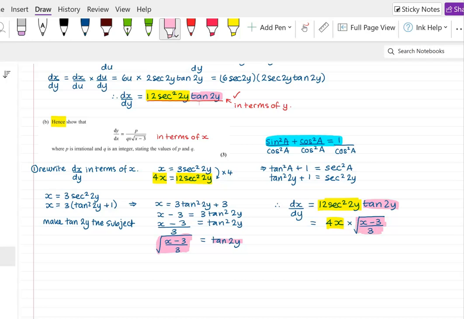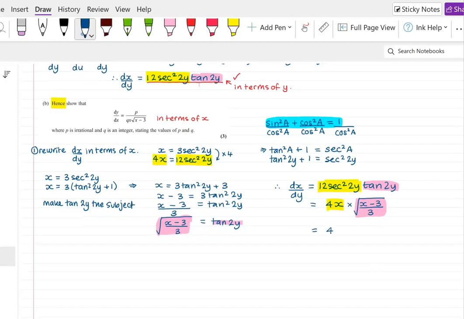Now I can see that that's looking a little bit more like part B. It wants dy dx as that fraction. So before I do a reciprocal, I'm going to be really clear that that means 4x multiplied by root x minus 3 all over the square root of 3, and that is dx dy. Finally, to find the reciprocal, dy dx, which is what I've been asked to show, that is going to be the reciprocal. So I've got root 3 all over 4x root x minus 3.